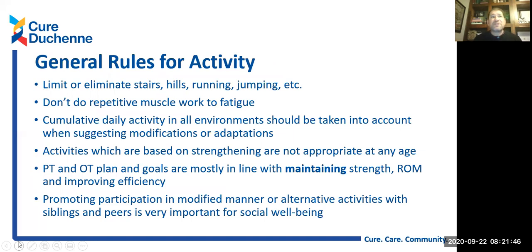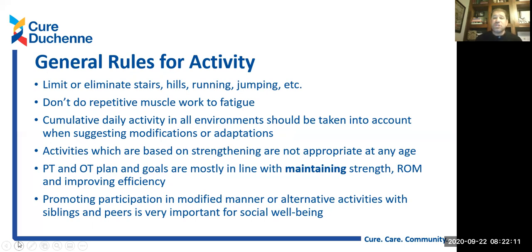Especially in the ambulatory stage, one of the most important things that we talk about is education with the family. What types of things are okay for the kids to do? What should they shy away from? How do we keep them involved and doing activities with their friends and family without causing more damage to the muscles?